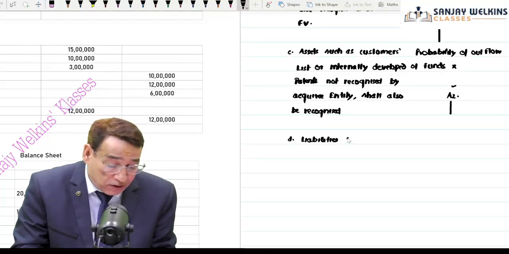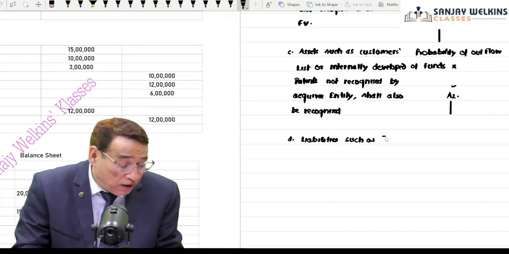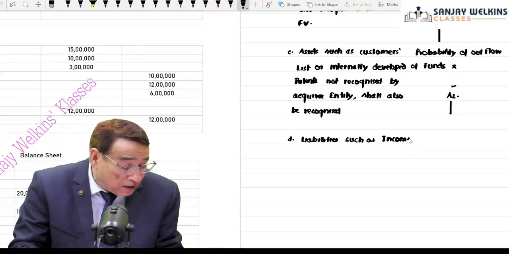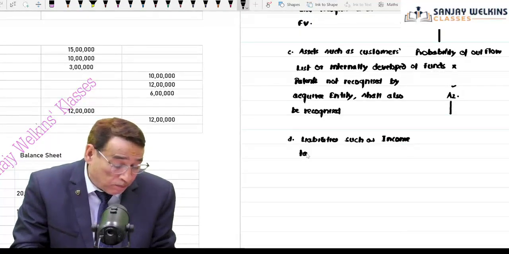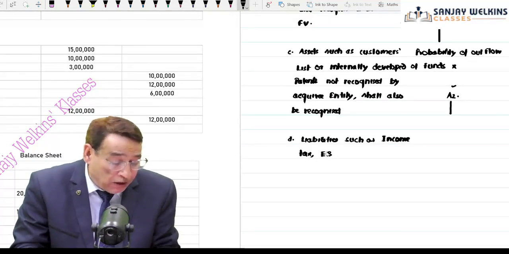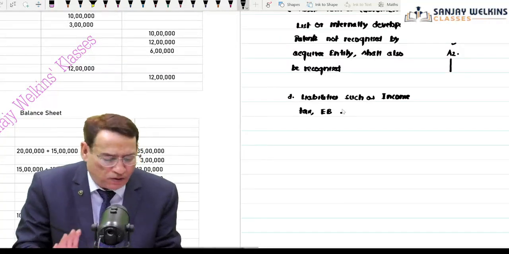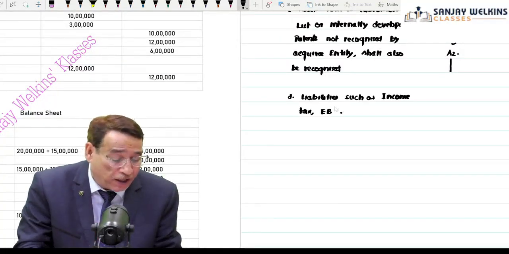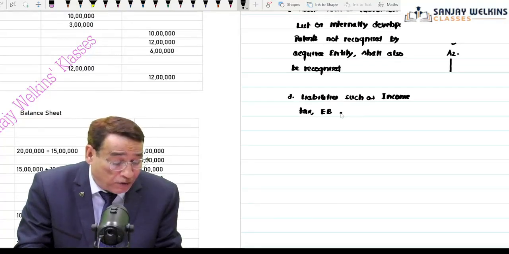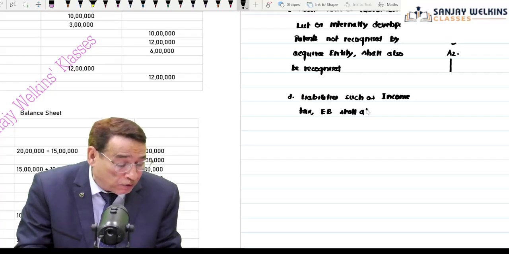Liabilities such as income tax, employee benefits (EB) shall also be taken over. I have written all these things in the notes, don't worry about that, but still I would love you to write. Liabilities such as income tax and employee benefits shall also be taken over.